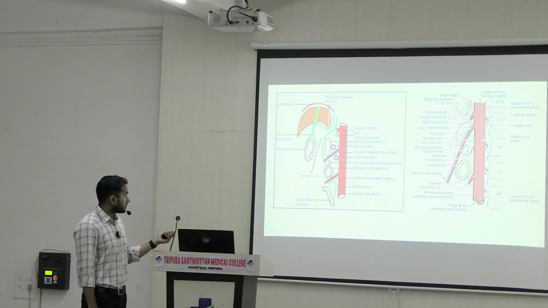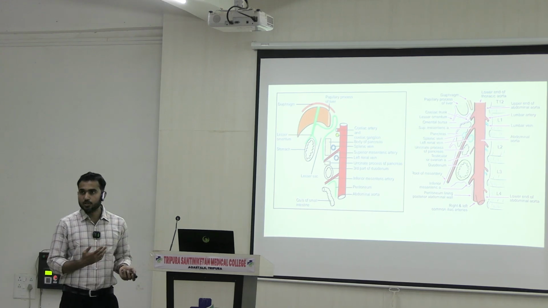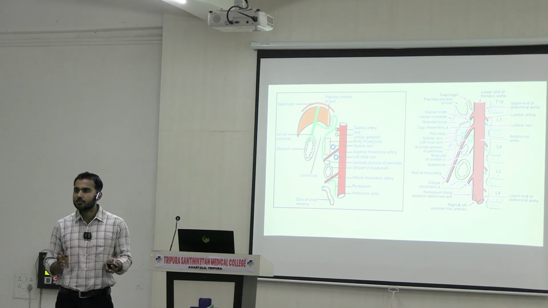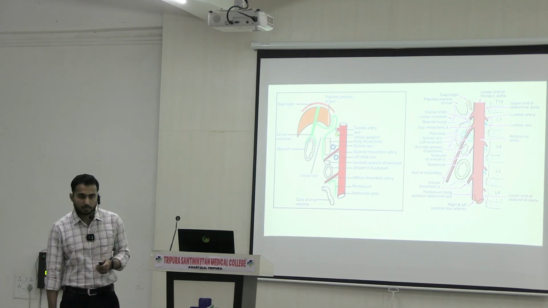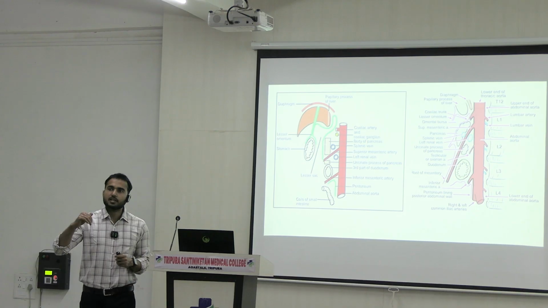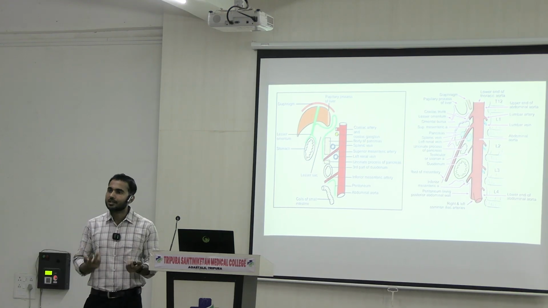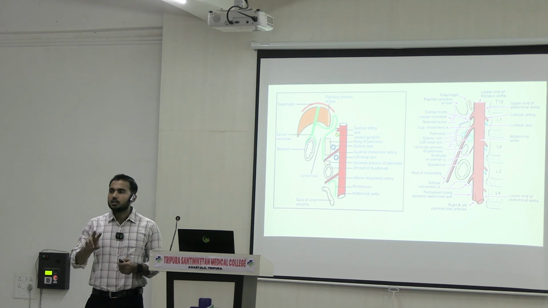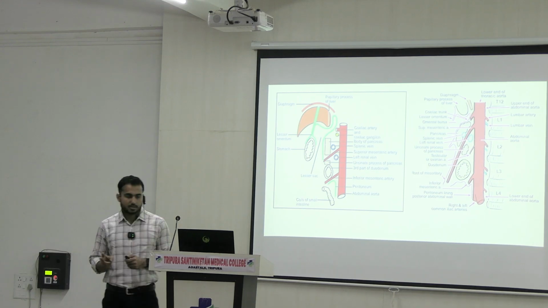Next, one thing which is not shown over here and cannot be shown is the relations on either side, meaning what is present on the right side and what is present on the left side. Mainly, the relations present on the right side are, first of all, the right crus of the diaphragm, and then the IVC. These are the two main structures present on the right side.